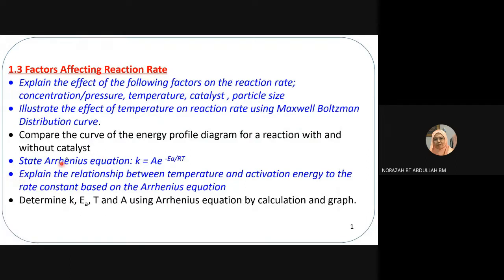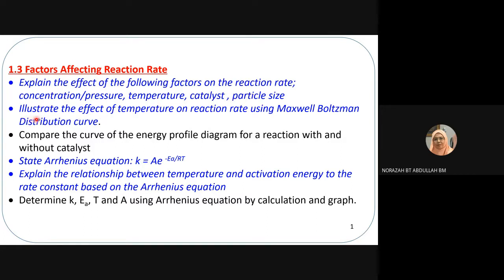Hari ini kita sambung kita punya pelajaran 1.3 Factors Affecting Reaction Rate. Jadi ini adalah objektif pada part 1.3 Factors Affecting Reaction Rate. First, explain the effect of the following factors on reaction rate: concentration, pressure, temperature, catalyst, particle size.